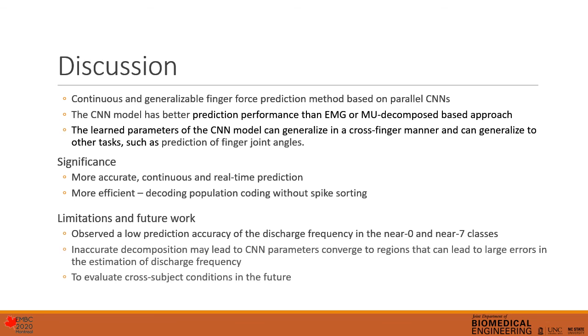There are several limitations on the developed method. First, we observed a low prediction accuracy of the discharge frequency in the near 0 and near 7 classes, or not following the measured force trace well in low MVC and high MVC regions. It may be caused by the similarity of feature patterns at such low or high force levels. Second, the performance of our model relies on the accuracy of the decomposition results of the fast ICA-based method.